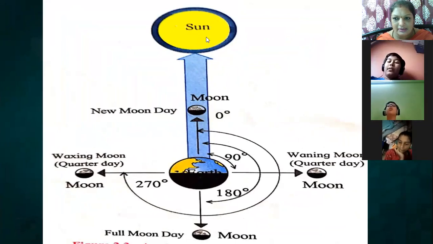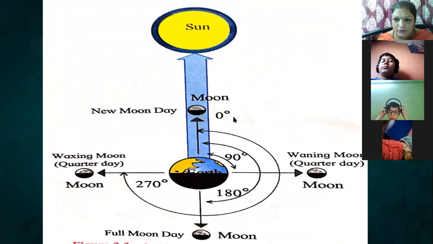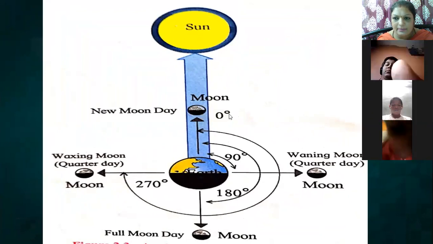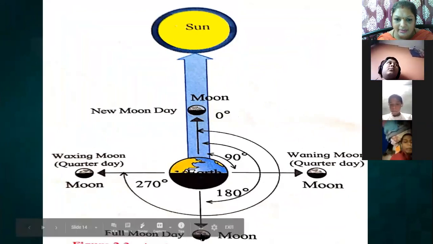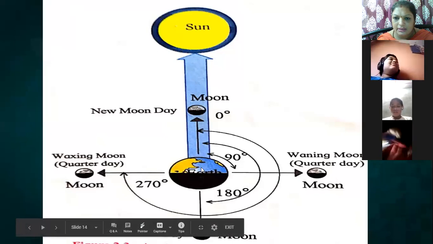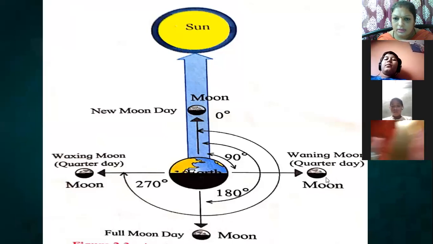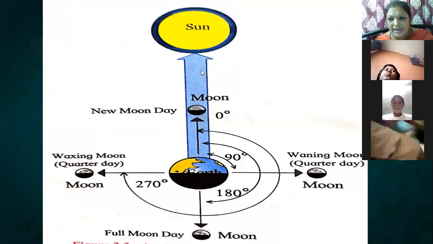Now see here, this is the sun, the moon. We saw the first position, sun, moon and the earth on a new moon day, 0 degree. Then we saw the second position of the sun, the earth and the moon making an angle of 180 degree on a full moon day. And the third position we saw the sun, the earth and the moon making an angle of 90 degree. So we saw those three diagrams.